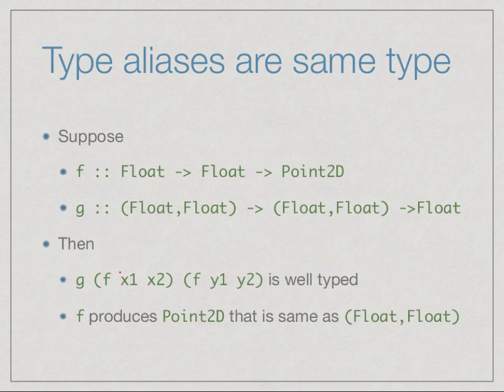And indeed, if I take the value of f produced for some, so I take f of x1, x2, then this produces a point 2D. Again, f y1, y2 produces a point 2D. Now I can feed these to g, which is expecting only float comma float and float comma float. It's not expecting point 2D. But because point 2D and float comma float are exactly the same thing, Haskell will not complain about the type of this. It will say this is well typed. So in every context, if I have a value of point 2D, it is exactly compatible with any expectation of a value of a tuple float comma float. So these are just different names for the same thing. They are not different things at all.